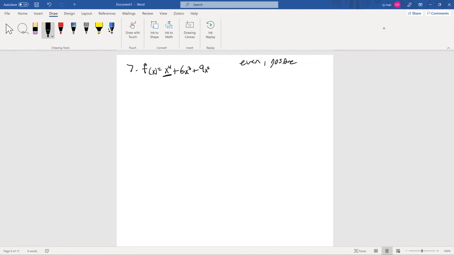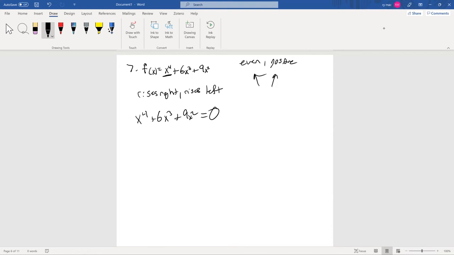So that means it's going to rise on both sides. It's going to end like that. Or if you want to get exactly technical, you could say it rises right, rises left. All right, and then the next aspect is finding your zeros. So we're just going to equal this function to 0. So x to the fourth plus 6x cubed plus 9x squared is equal to 0.